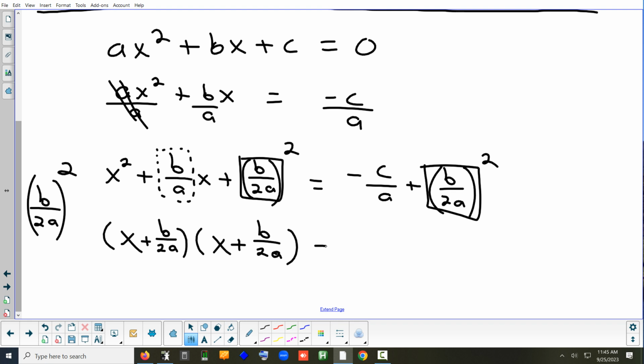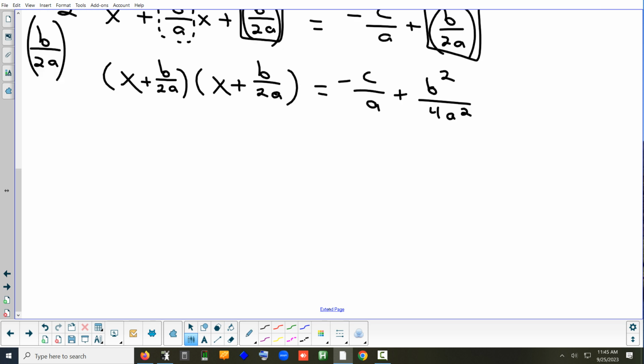All right, now let's start looking at the right-hand side. We've got negative c over a. What do you get if you square b over 2a? You have to square the top and square the bottom. You get b squared over 4a squared. So far, so good.